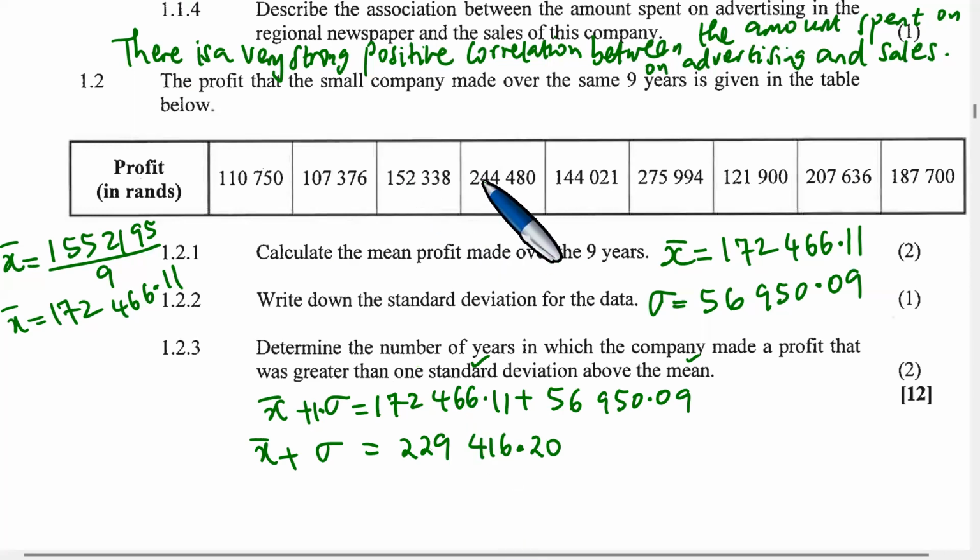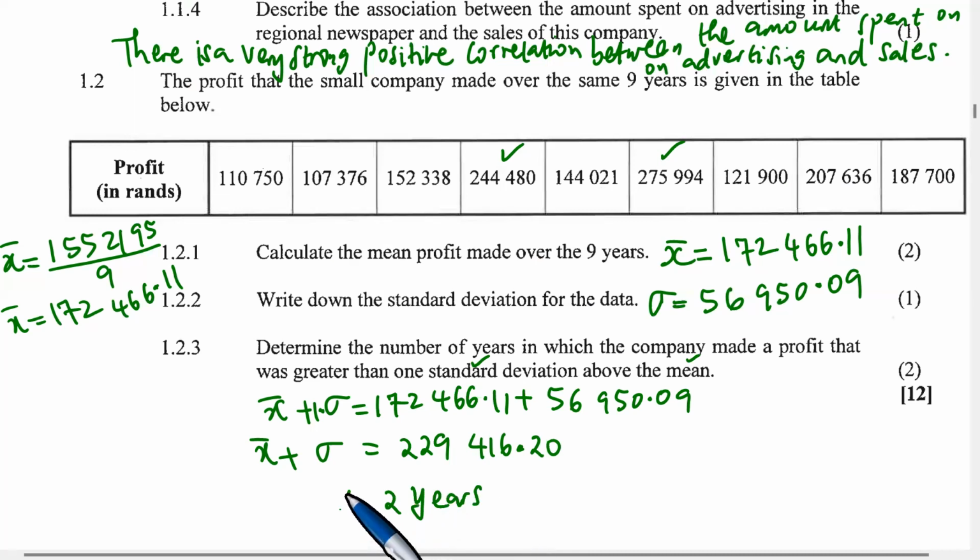Okay, this one is 244. 244 is bigger than 229. So it's 1. This one is less. 275 is bigger than this. So it's the second one. 207 is smaller than this. So it means that if you determine the number of years, it is only this one and that one. So it means that it is 2 years.